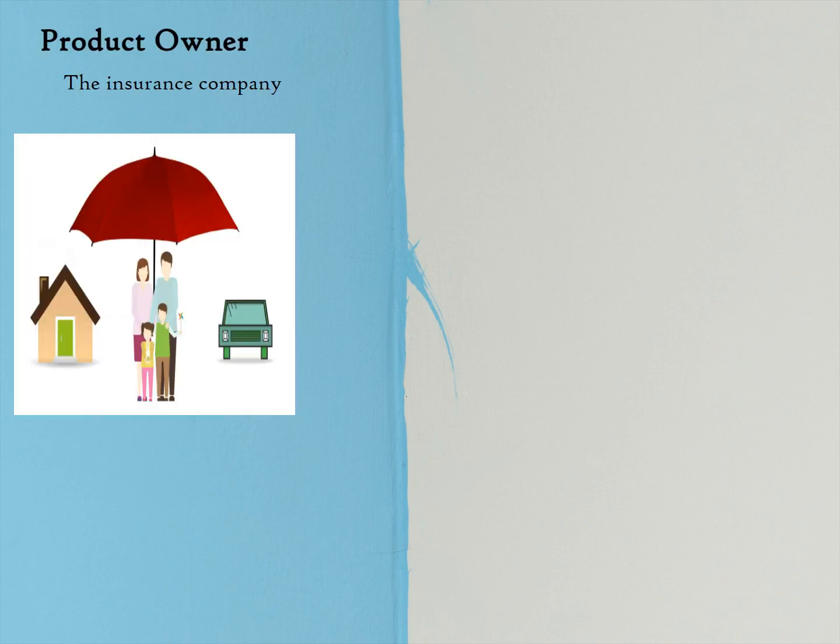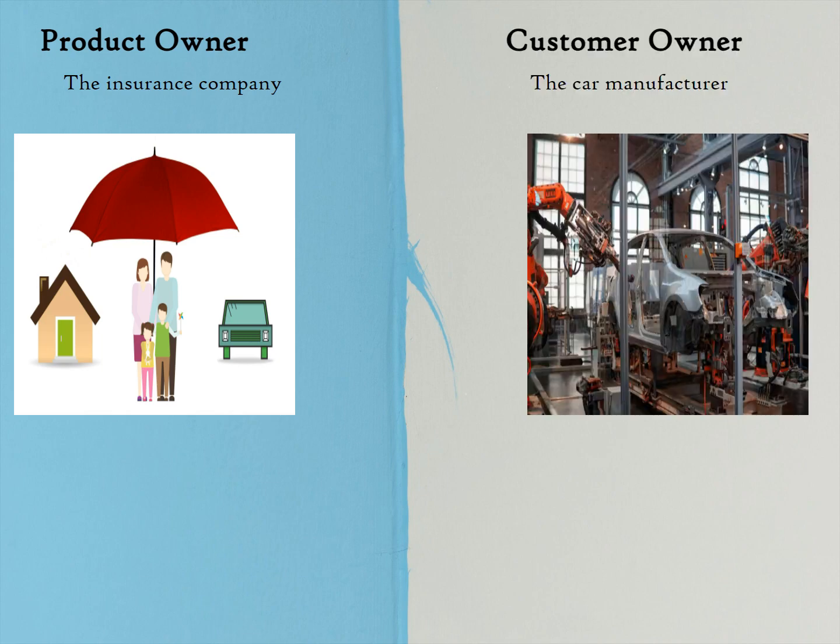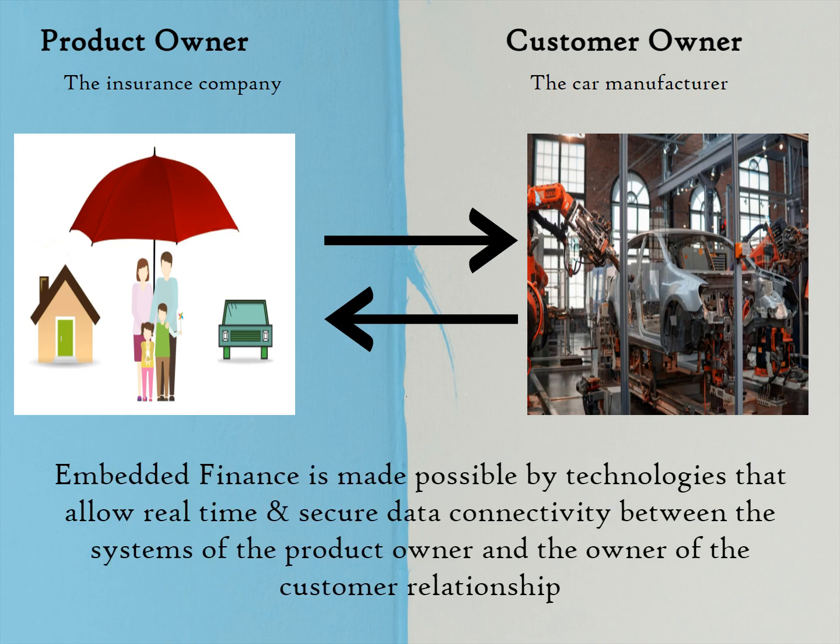The demand for embedded finance is obvious. But just because people want something does not mean it can happen. The embedment of car insurance was possible because the systems of the car manufacturer and the insurance company could connect to each other and exchange information. Embedded finance is made possible by technologies that allow real-time and secure data connectivity between the systems of the product owner and the owner of the customer relationship.